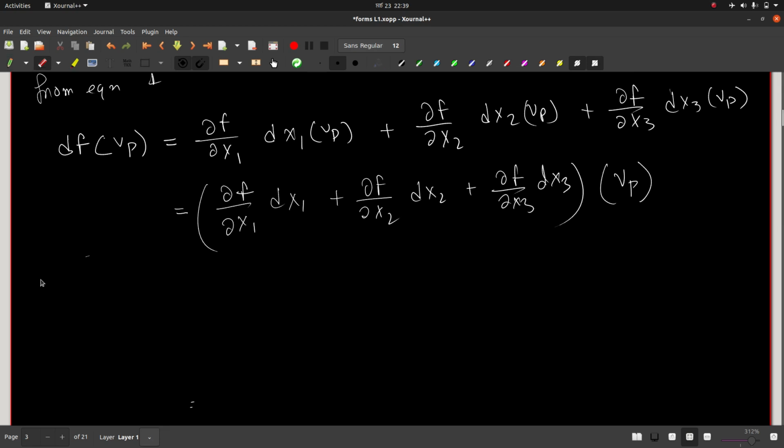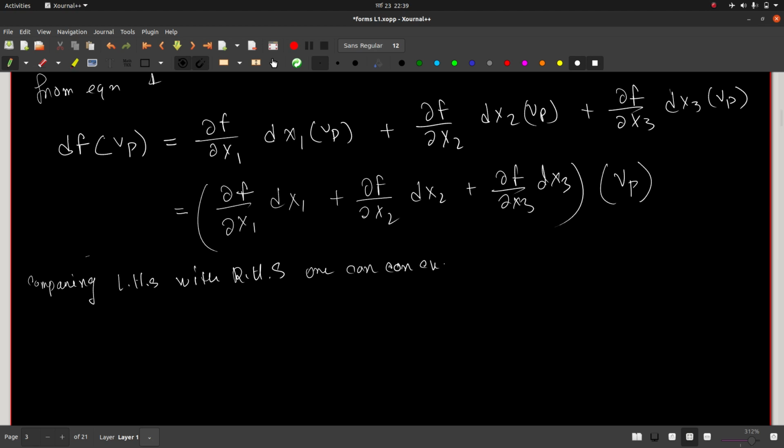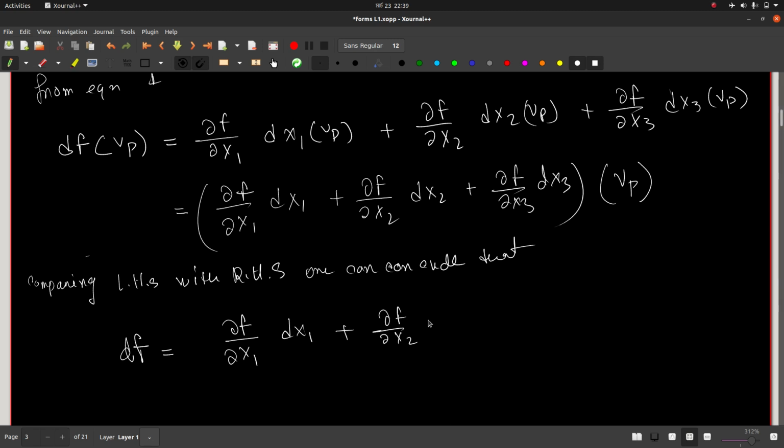So now, comparing left hand side with right hand side, one can conclude that the differential is given by this one form. Again, this differential is just one form, and this expression verifies that, right?